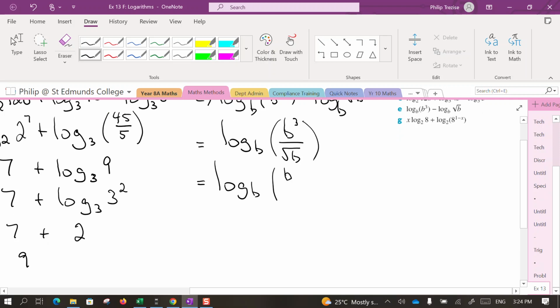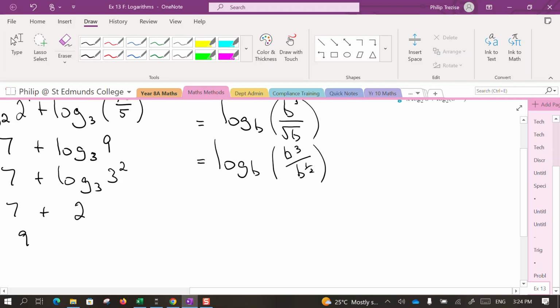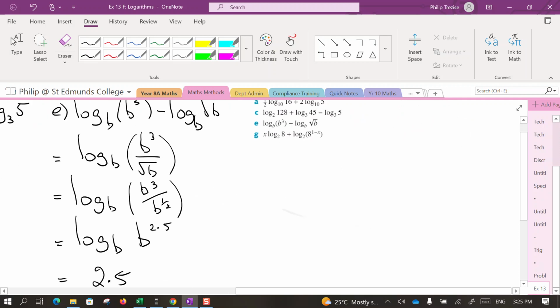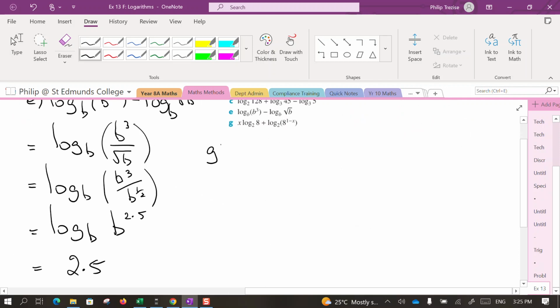So that's B cubed over, and I'll write this as B to the power 1/2 instead of square root B. Now, with indices, when I divide things with the same base, I subtract their indices. 3 take away 1/2 is 2.5. And now we're seeing this one before. The answer is just the index there, 2.5. Part G, here we go.